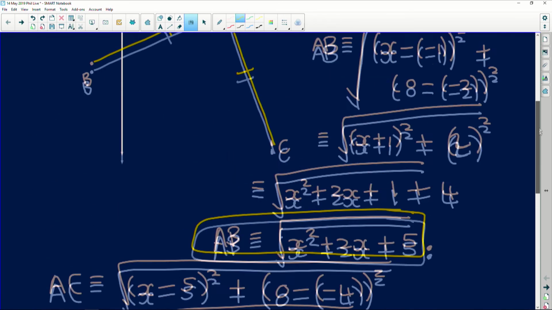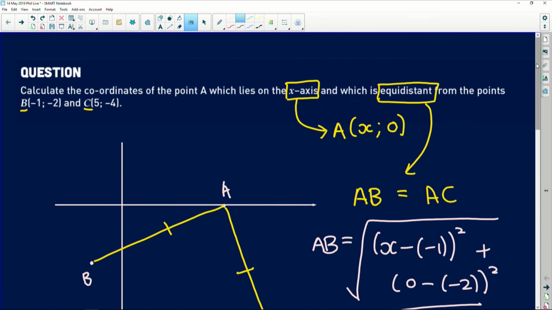Lovely question, guys. Great application of how you interpret. If they say this thing lies on the x-axis, they're testing your ability to say, okay, it's on the x-axis, so the y value is 0. Also, if they say equidistant, it means you can equate lengths to each other because they're the same distance away. So this is a really great question, guys. Nice way to start off the show.